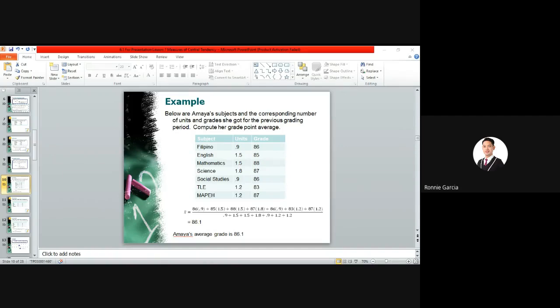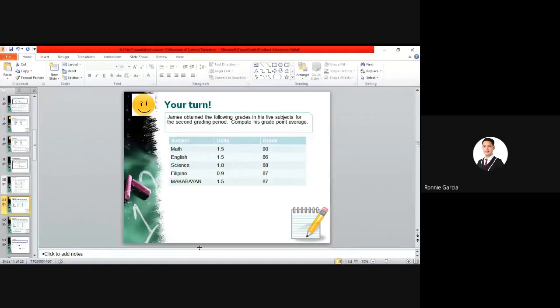Now, let's proceed. This is now your turn. Okay, kaya naman yung mga your turn. So, para mahibaloan to check, also to monitor kung nakasabot ba ta. So, this time, we have another set of subjects with different units and grades also. So, kani is from James. He obtained those grades in his 5 subjects for the second grading period. And your task is to compute his grade point average.